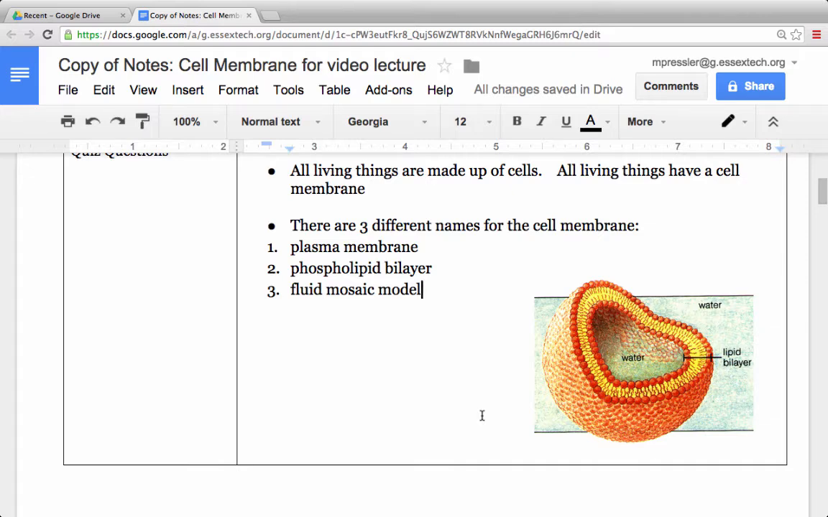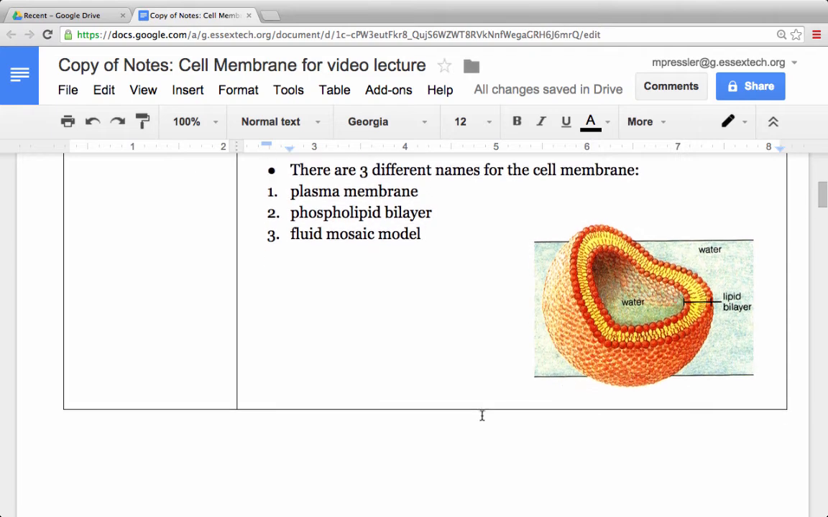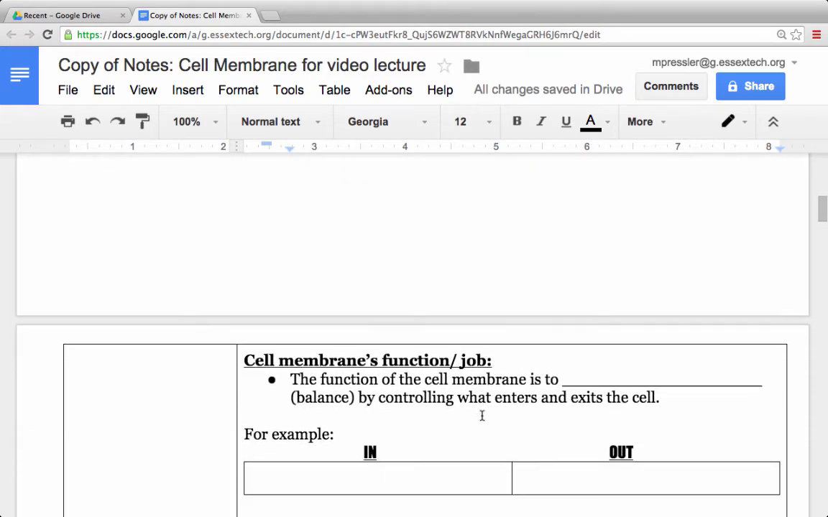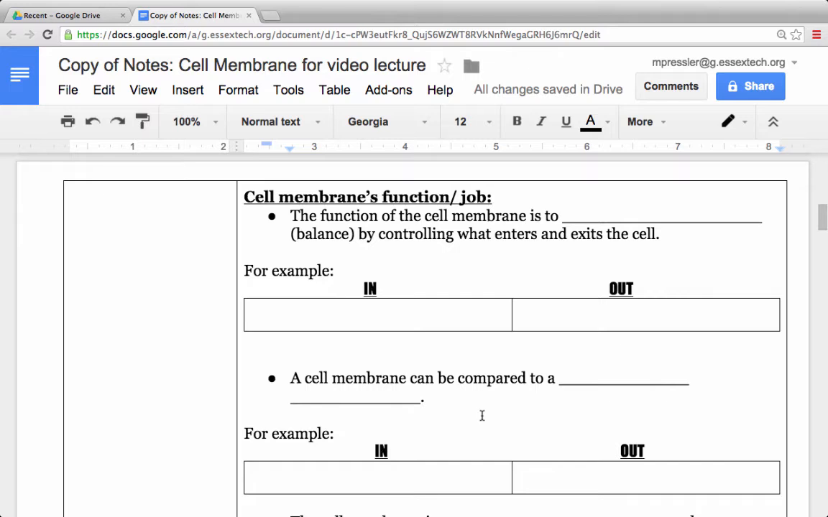So the cell membrane is an organelle, and we learned that organelles have jobs in the cell. The main function or job of the cell membrane is to maintain homeostasis, which is a balance. And it does this by controlling what enters and exits the cell. So on this line here, we're going to want to write in homeostasis, which is a balance. And if I spell things wrong, homeostasis, okay.